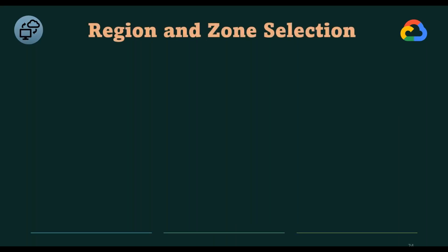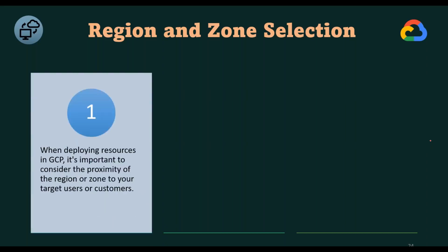So how do we select, sir? How can I select a region and a zone whenever I want to deploy my application? Do we have any methods? Do we have any tactics that we have to follow? If you want to do so, one of them is, look here. When deploying your resources in GCP, it is important to consider the proximity of the region or zone to your target users or customers.